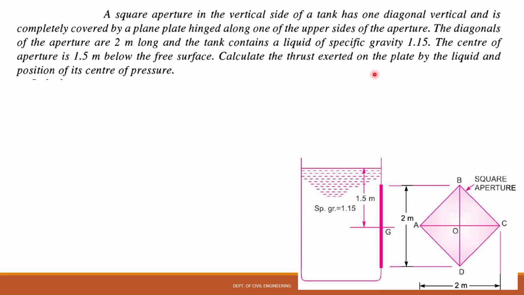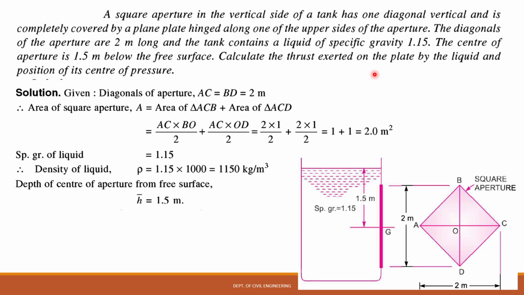We have to find out the center of pressure and the total pressure. Okay, so this is the question. Hope the question is clear. Now we'll see the solution. Here, as we already discussed, diagonals are 2 meters. So AC is equal to BD is equal to 2 meters.